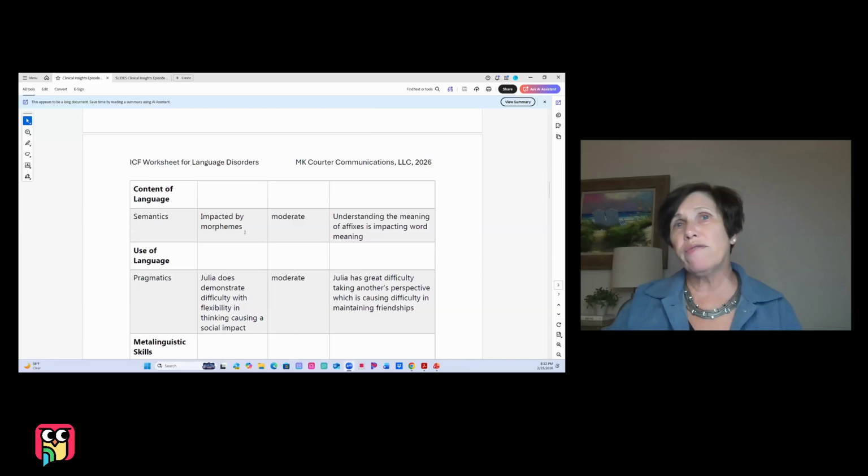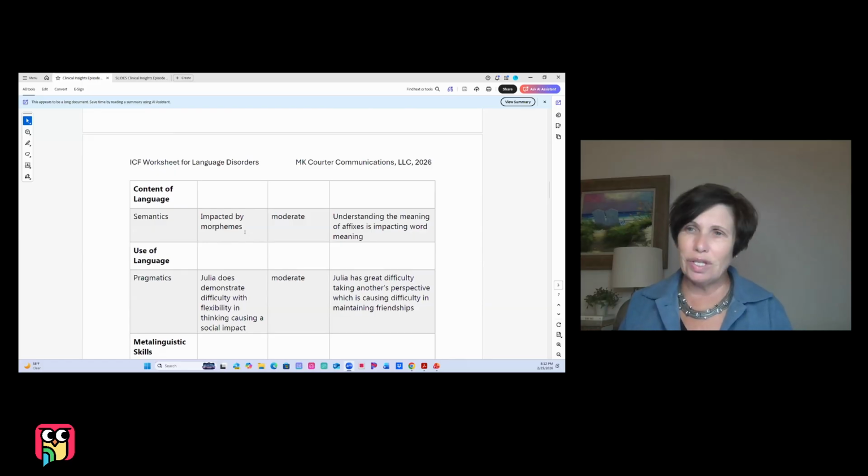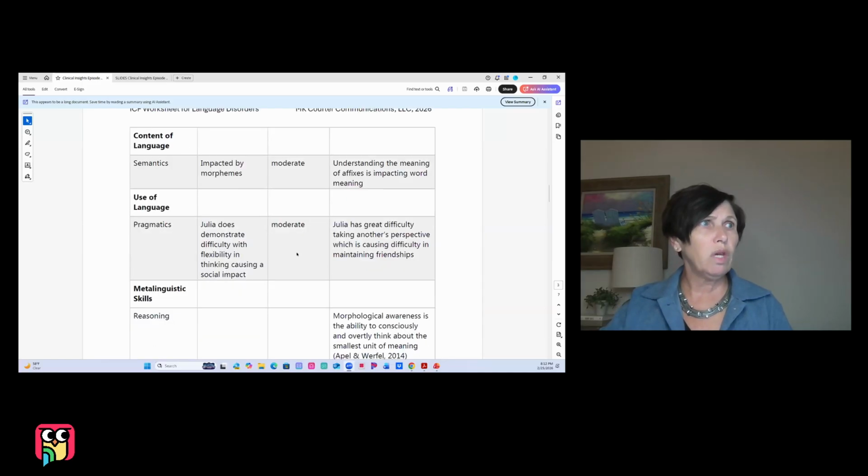Semantics, again, we're going to look at morphology from the perspective that if you understand that un means not, if I know that root word, that base word, I can figure out when it's applied to it. So if I know the word fold and I see unfold, if I know that un means not, I can get to the meaning of unfold. If a teacher says we need to redo that assignment, if I know re means to do again, I know that we're having to do an assignment over. So again, those affixes continue to impact semantics for her as well.